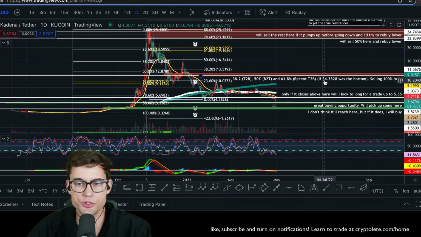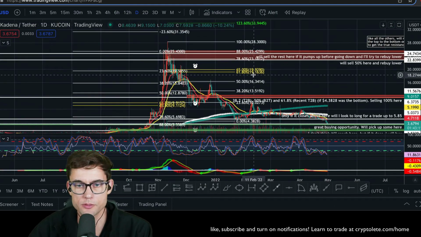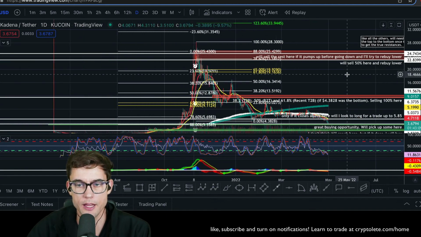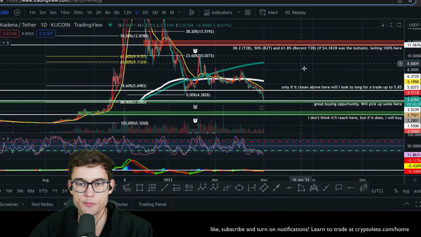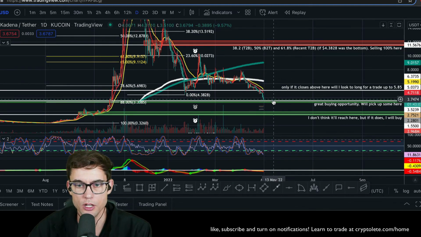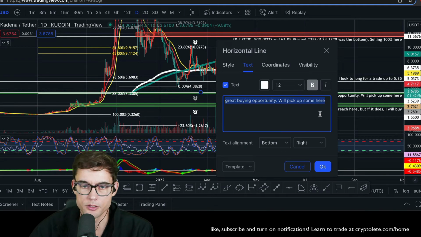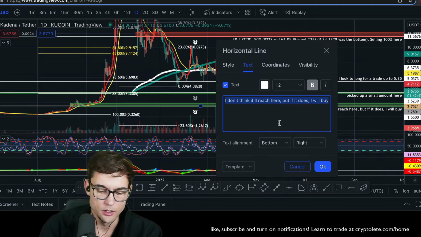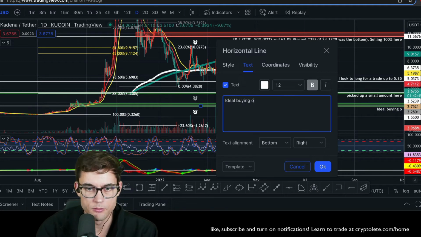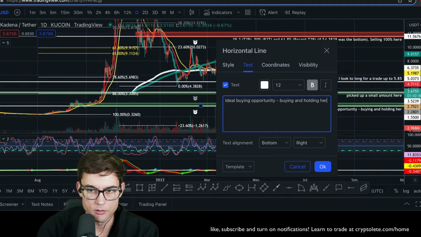But what I'm going to do is really try to focus more on Bitcoin and stuff like that, and wait until these reach my super key levels. So Kadena, right? Kadena, this is what I'm going to say. Great buying, picked up a small amount here. Ideal buying opportunity, buying and holding here.